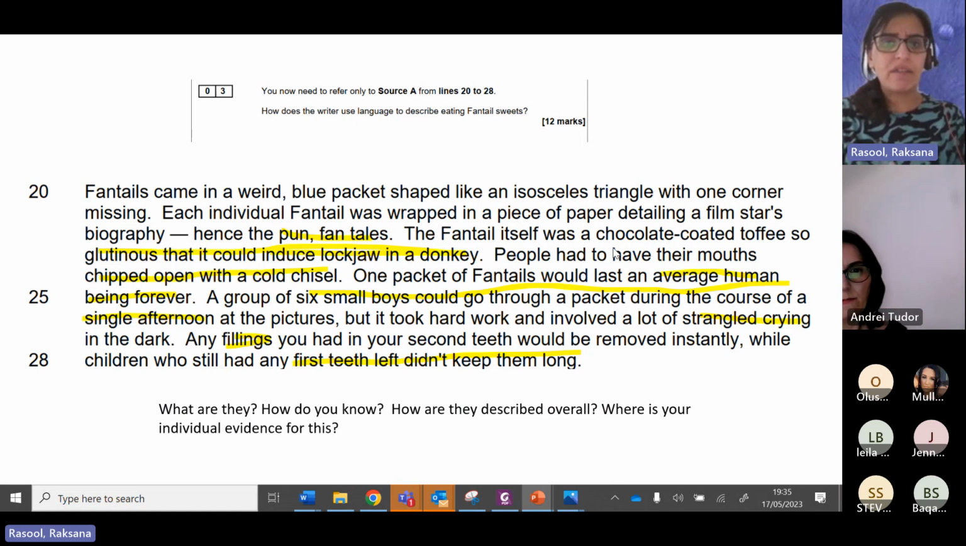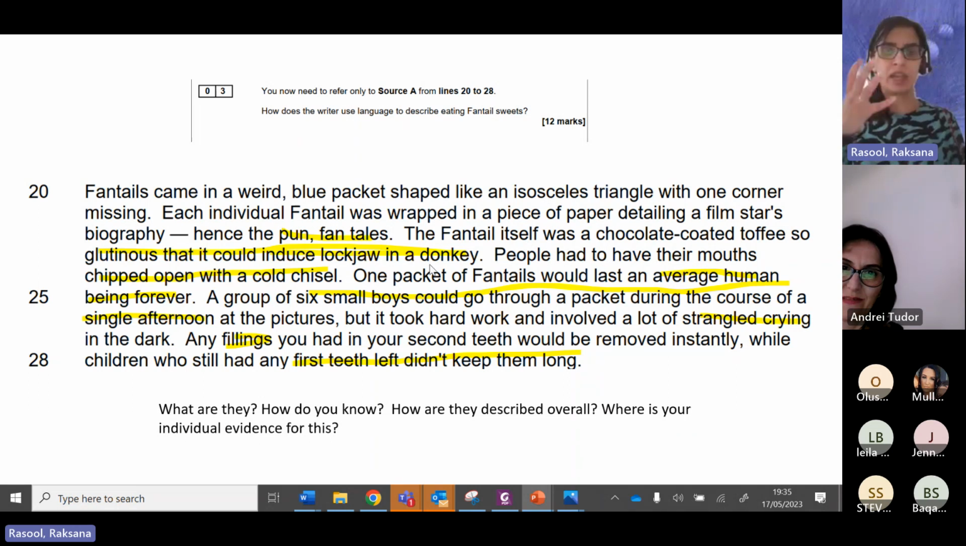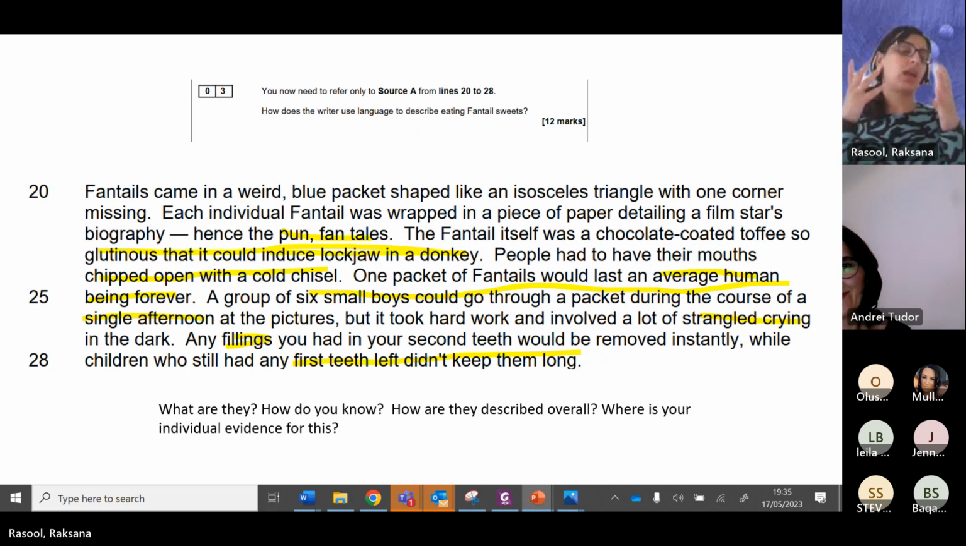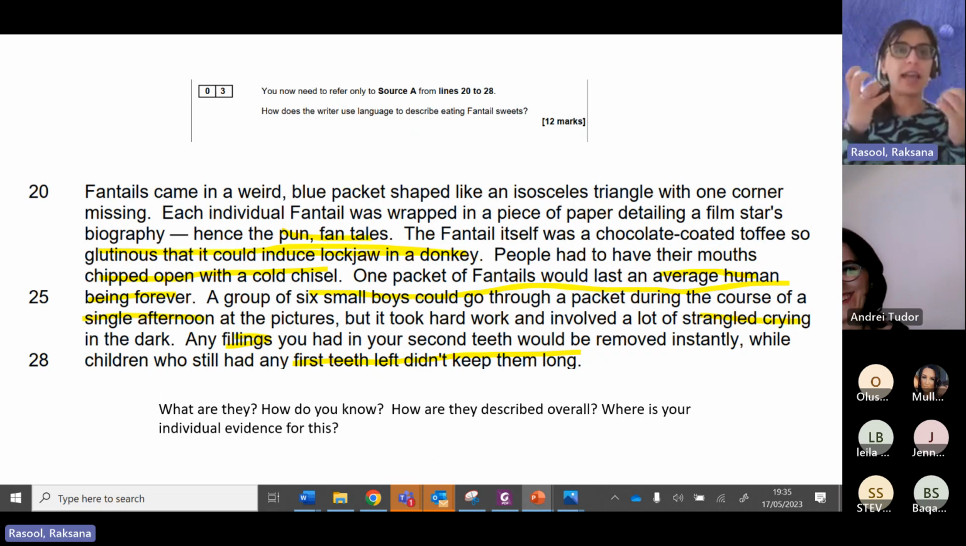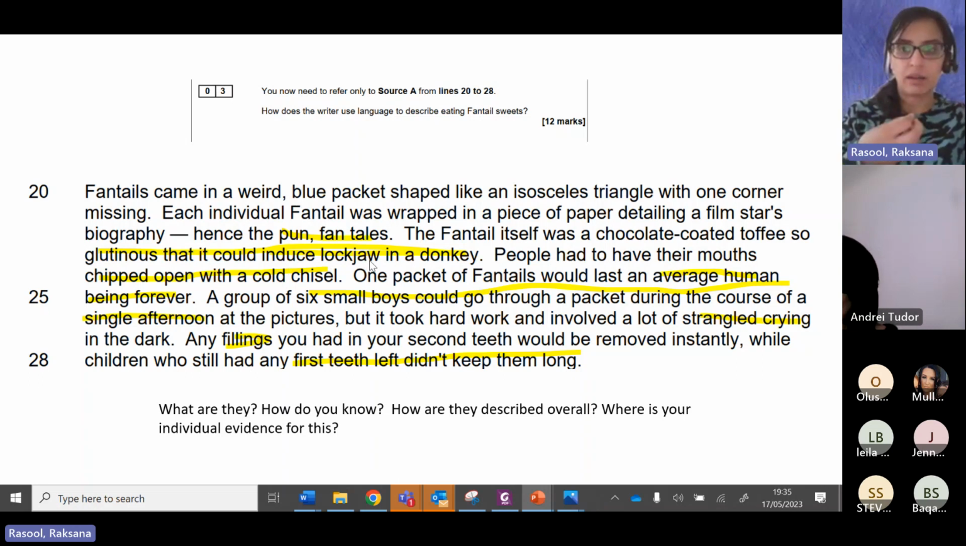Or you could talk about the fact that it was so glutinous that it could induce lockjaw in a donkey. Now, if you think of a donkey and you think of donkey teeth, they are quite strong, they are big. And what it's saying is the toffee is so toffee-like that even a donkey would struggle to chew. They would get lockjaw, their jaw would become locked in position. So how does that describe the fantail sweets? It uses exaggeration to describe how difficult they are to eat, how glutinous, how toffee-like they are.